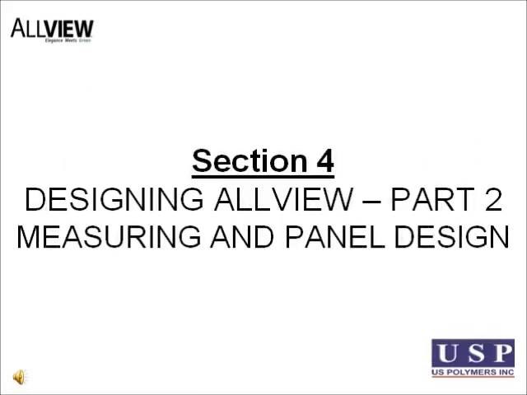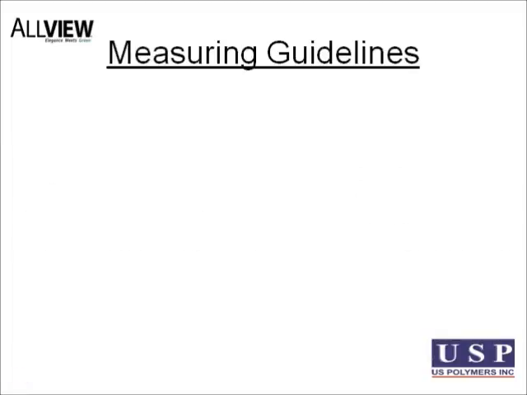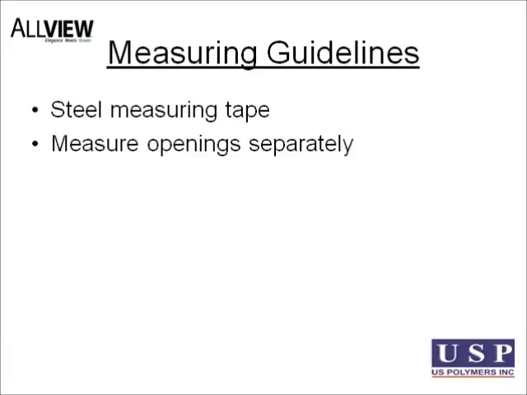Now let's move to the center part of the order form that deals with measuring windows and panel design. Let's review some important measuring guidelines. Number 1. Use a steel measuring tape and measure to the closest eighth of an inch. Number 2. Measure every opening separately, even if they appear to be the same.